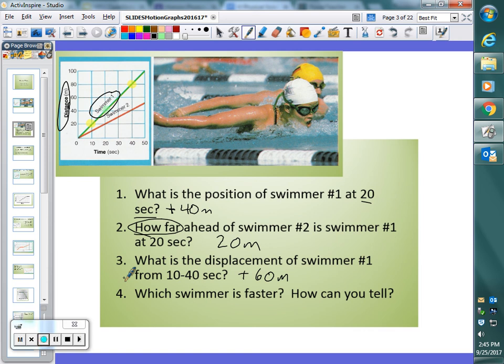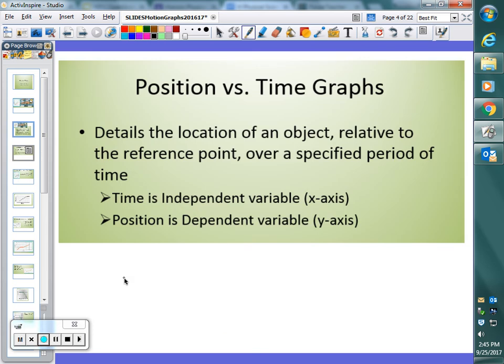Okay. In order to calculate that, we throw some numbers on the graph, right? And Jason, the slope part is important here in just a second, right? We'll get into that, okay? All right, so first, let's fill in just some details, okay? Position versus time graph. Position versus time graph tells us the location of an object relative to a reference point over a specified period of time.